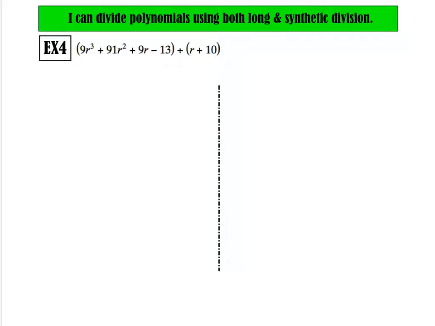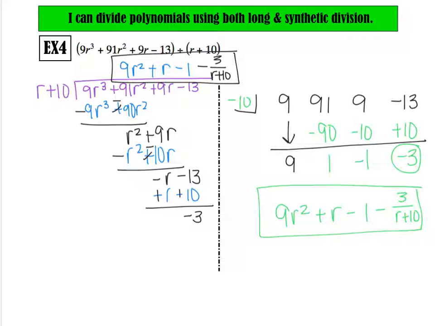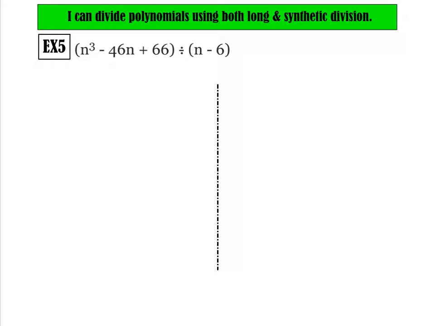Alright, so for example 4, go ahead and pause the video and try it on your own. Alright, so hopefully you ended up with 9r squared plus r minus 1 minus 3 over r plus 10. If you got that, you can go ahead and move on to example 5. If you didn't, pause the video, look through my work, and write down any questions about places that were confusing. Alright, so for example 5, go ahead and pause the video and work through this problem on your own.